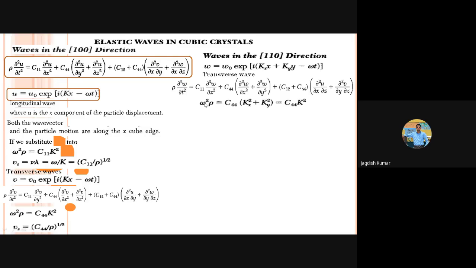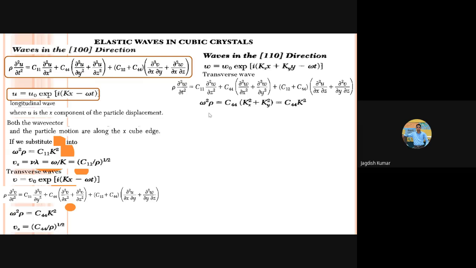I am sure you will do this honestly and will be able to get this. In case there is a problem, we can discuss it tomorrow. So this is what we are going to get: omega square rho is equal to C44 into kx square plus ky square, which is C44 into k square. So k square is the overall wave vector. For the 110 direction, the components kx and ky must be the same, so kx equals ky equals k over root 2, where k is the overall wave vector.